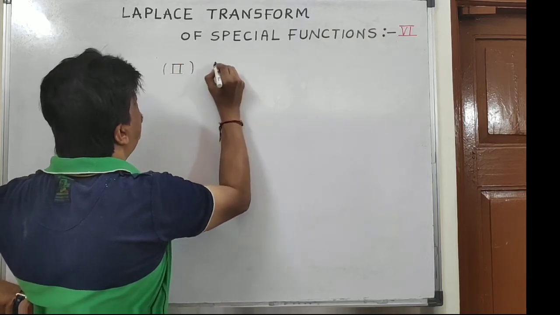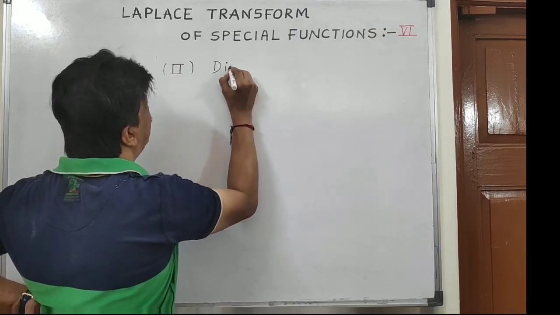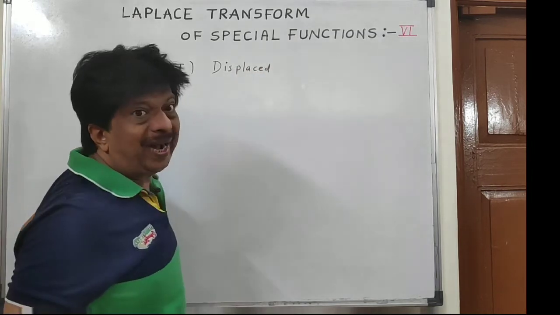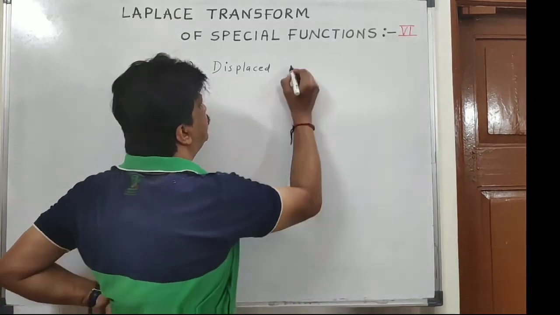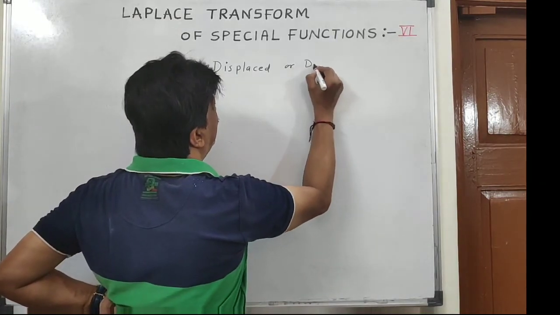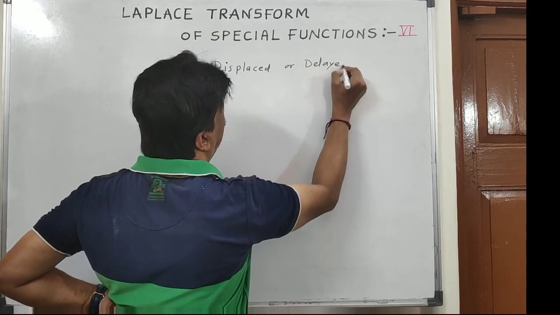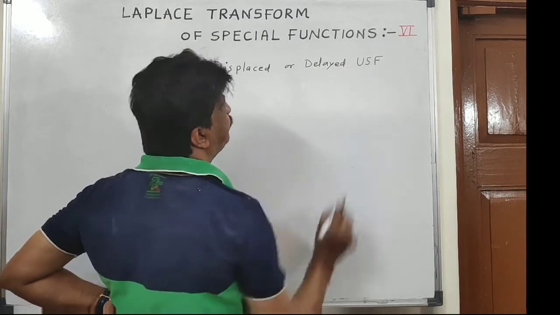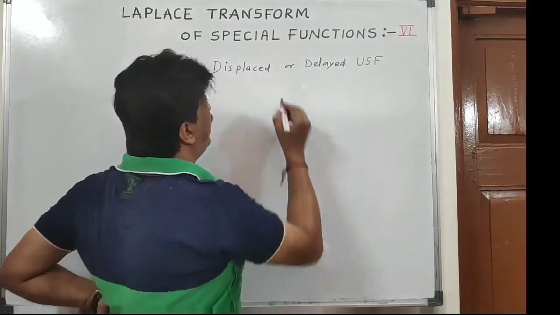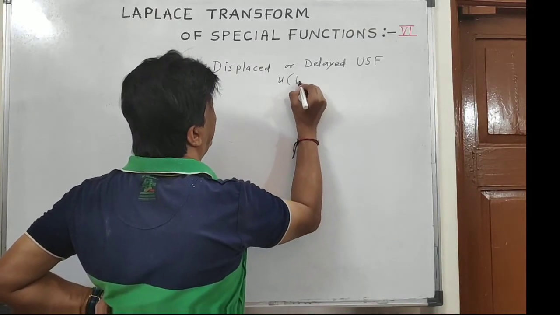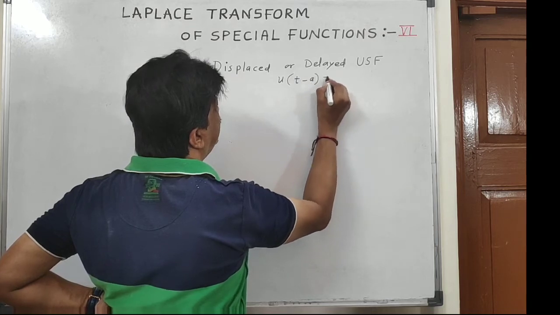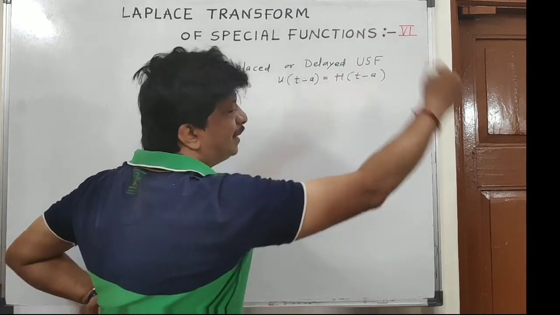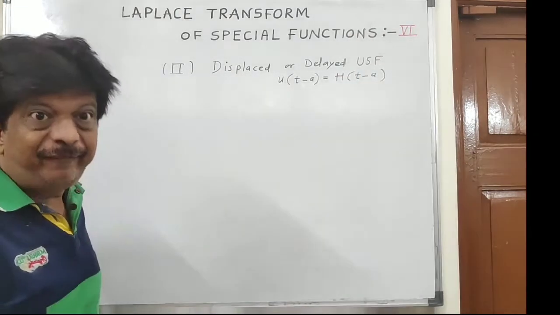Displaced unit step function. It is also called the delayed unit step function. It is denoted by u of t minus a, or it is also denoted by h of t minus a. So how is it defined?